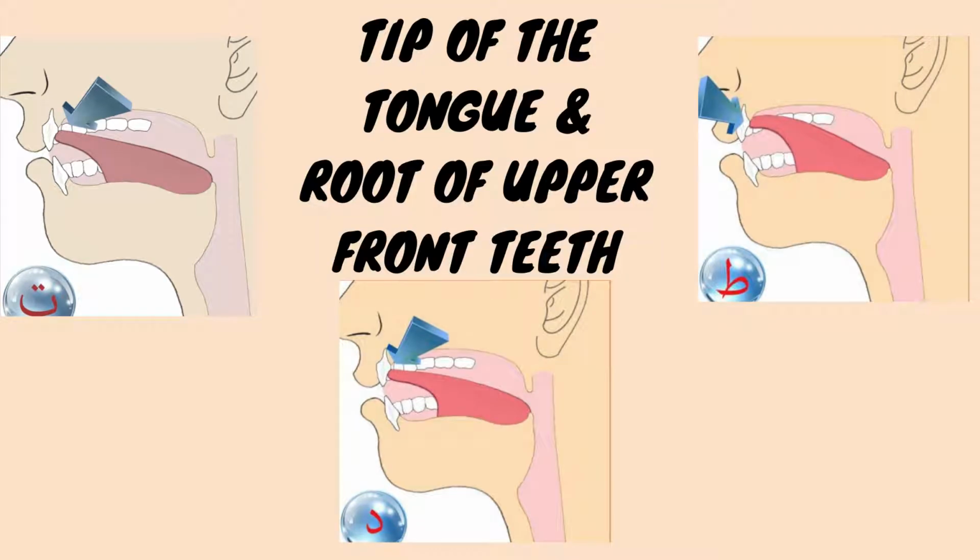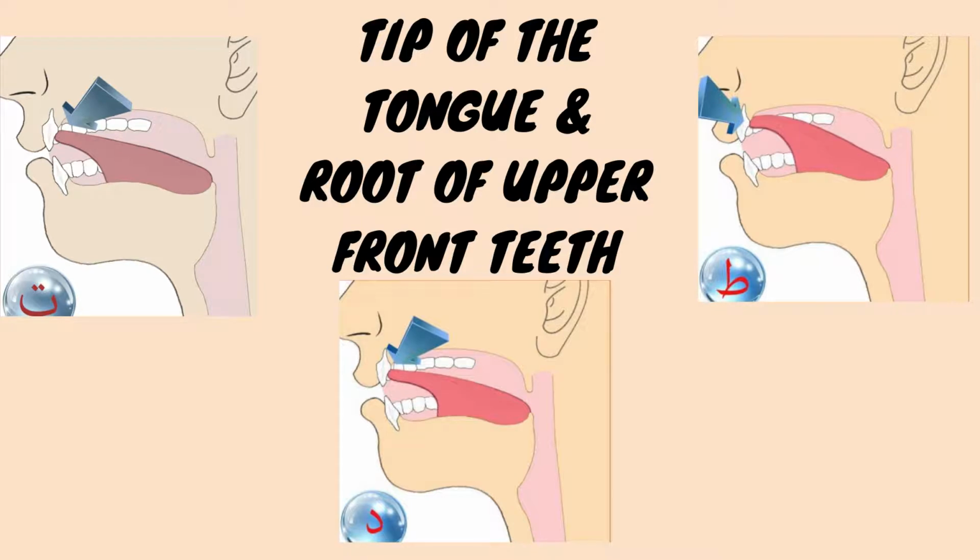So here is the exit point, the point of pronunciation for these three letters: tip of the tongue and root of upper front teeth. While saying ta, we use tip of the tongue and root of upper front teeth. Ta, ta, dal. Here, dal. And the third one is ta. Ta is a bit bold, then ta is light, and ta is the bold one.